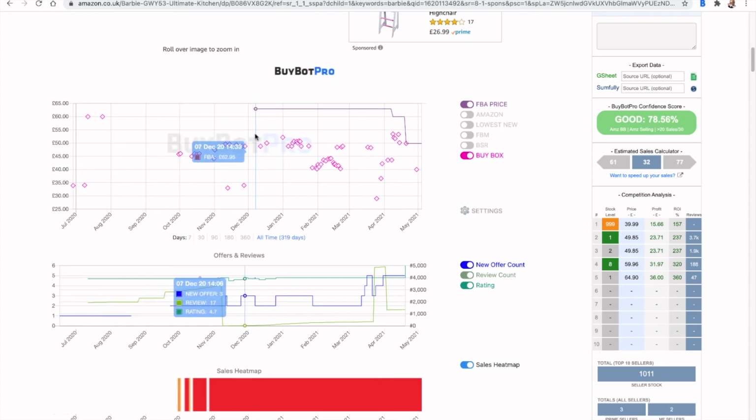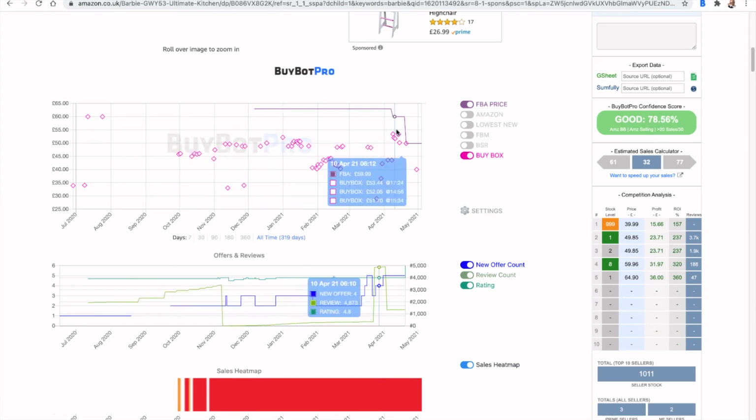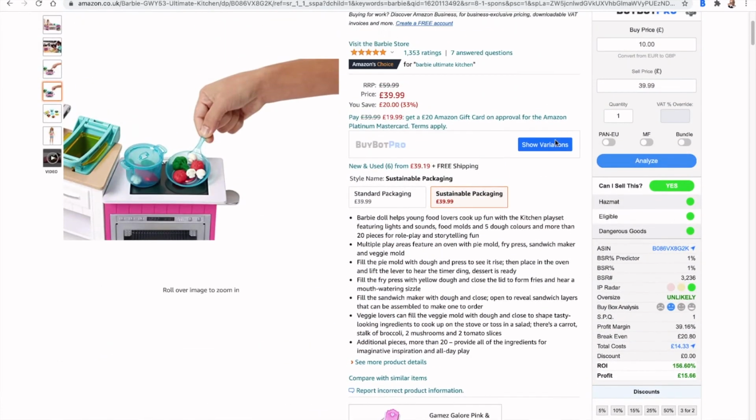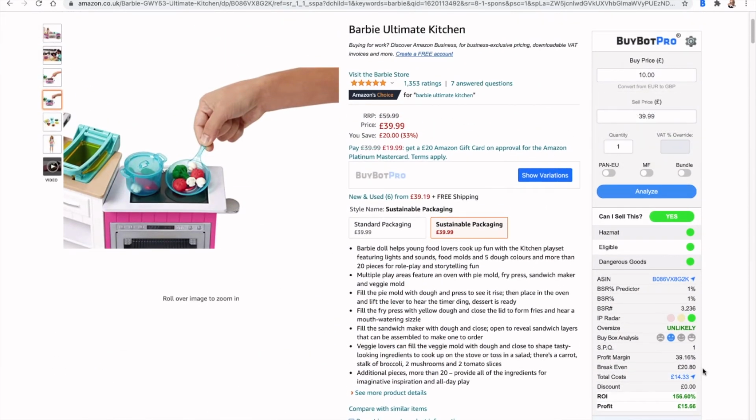So you've got FBA sellers coming on the listing about here, and most of the time the FBA price is higher than the Amazon price. So this is a good deal if I can buy it at that crazy low price and have that much margin in my deal, because I can afford to sell it for a similar price to Amazon.